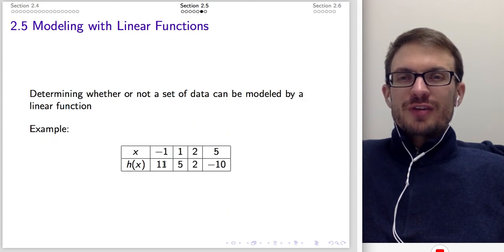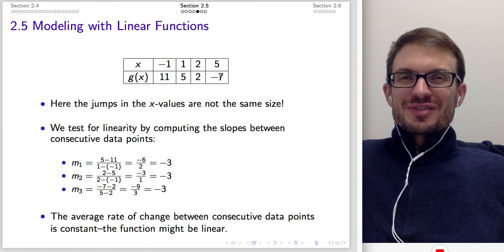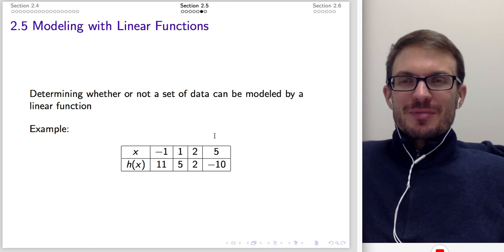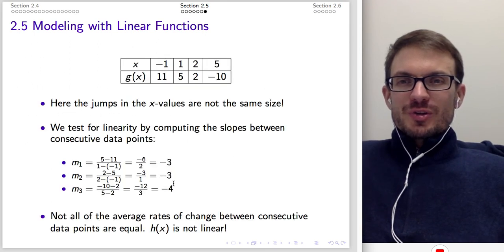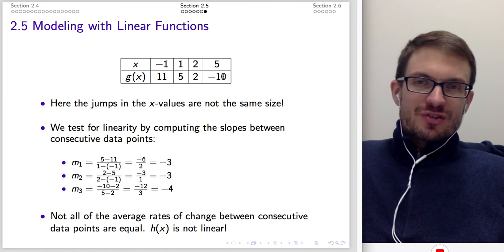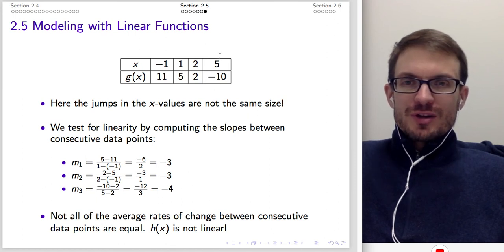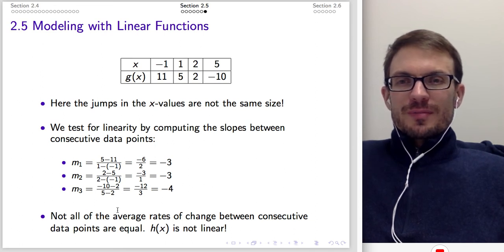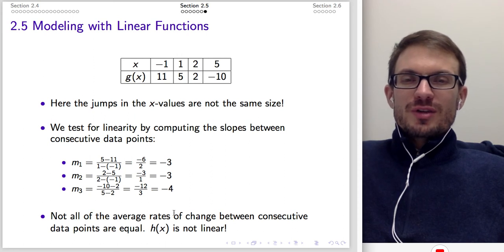Okay, so let's look at this last one. If your eye is really clever, you've seen what's happened. I changed this from minus 7 to minus 10. Right, so if you just caught that, we see that this thing can't be modeled with a linear function. What's going on? Well, having changed this changes our slope calculation between this point and this point. The line got steeper, right? It got steeper, pointing down faster. So the average rates of change between consecutive data points are not all equal. So this is not a linear function.